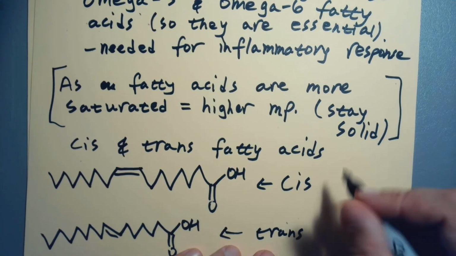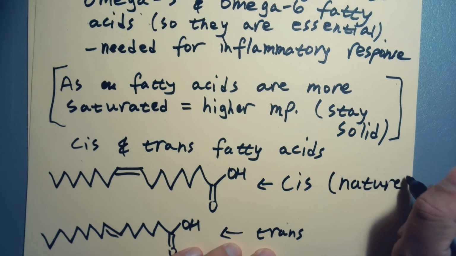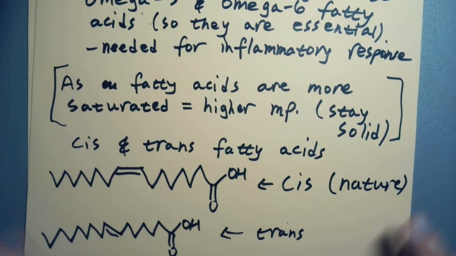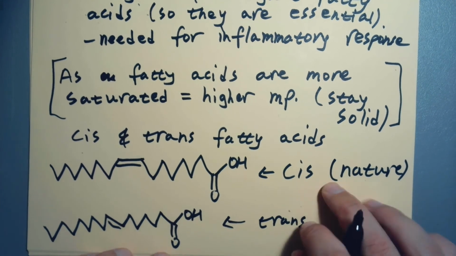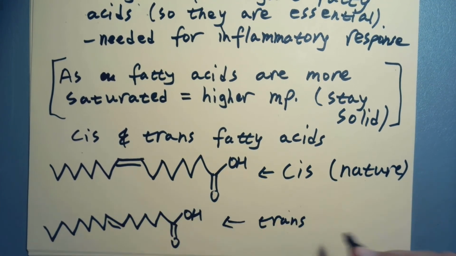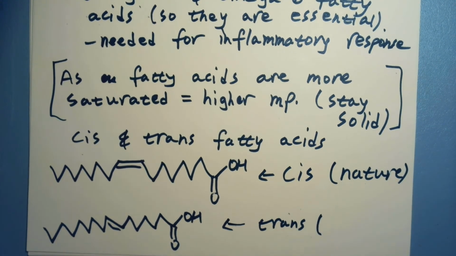And so in nature, it's always going to be cis. All unsaturated fatty acids in nature that are produced by plants are the cis variety. And so that means that these are not from nature, so we can say that it's industrial or synthetic.